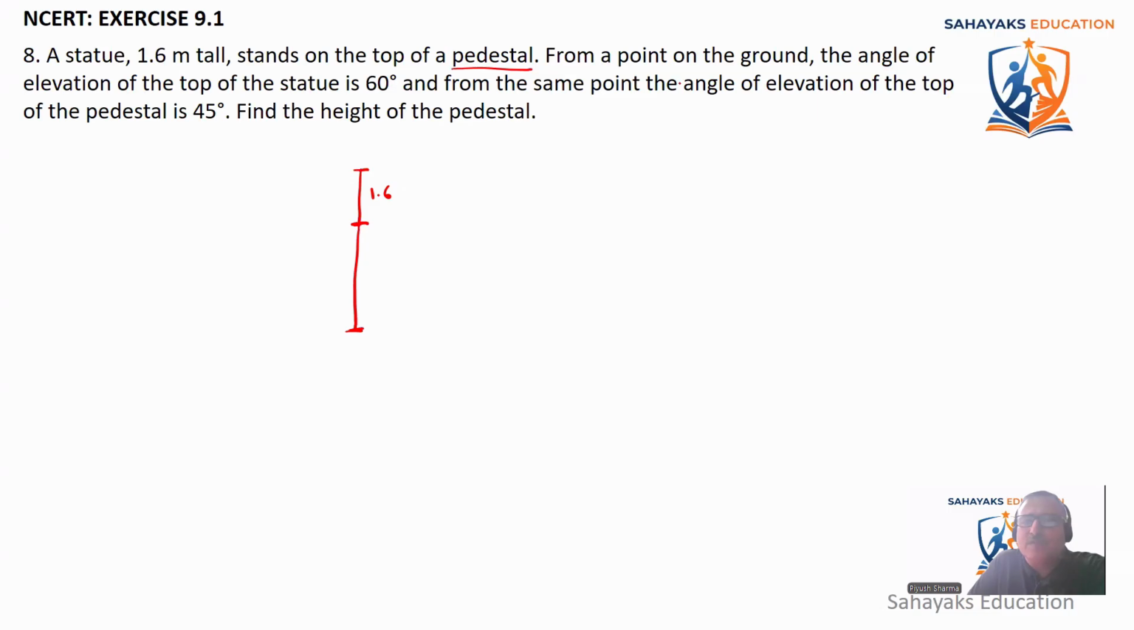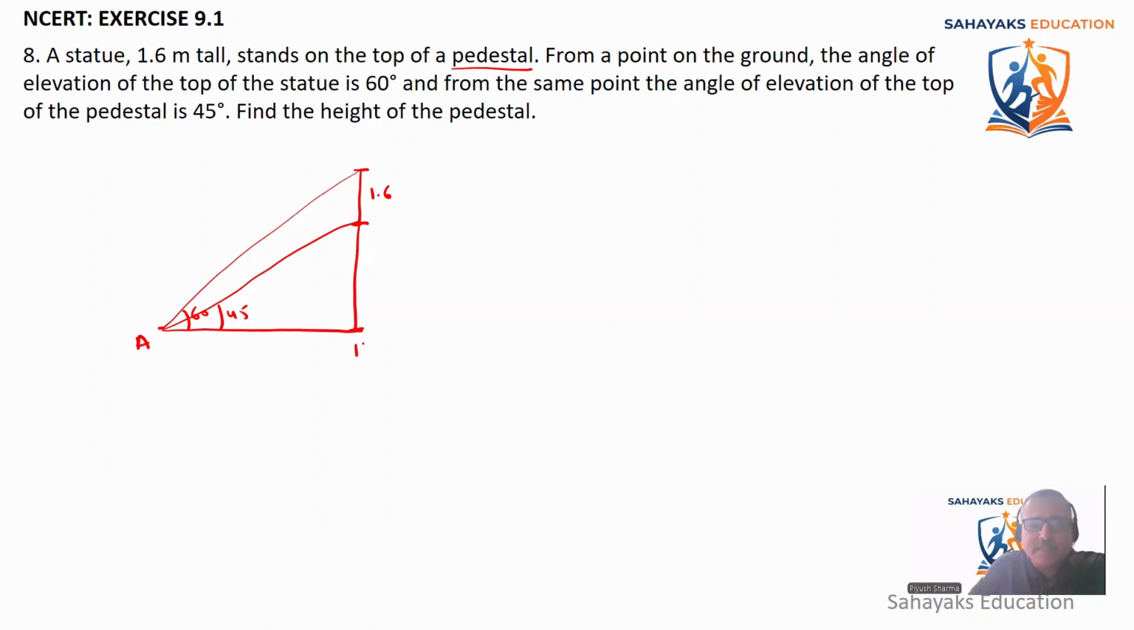From a point on the ground, the angle of elevation of the top of the statue is 60 degrees. So we'll just take this as the point on the ground. The top of the statue is at a 60 degree angle. And from the same point, the angle of elevation of the top of the pedestal is 45. Oh, it is a similar question. So I'll just say this angle is 45. Find the height of the pedestal. We have to find the side of the pedestal.